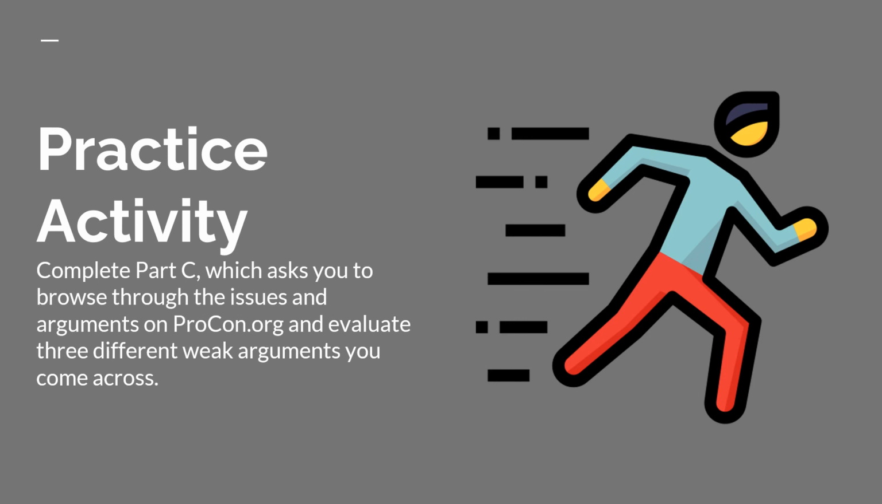To conclude this lesson, go ahead and finish part C of the practice activity, which asks you to browse through the issues and arguments seen on procon.org and evaluate 3 different weak arguments that you come across, just as you did in part B. When you finish with part C, you are finished with the lesson.